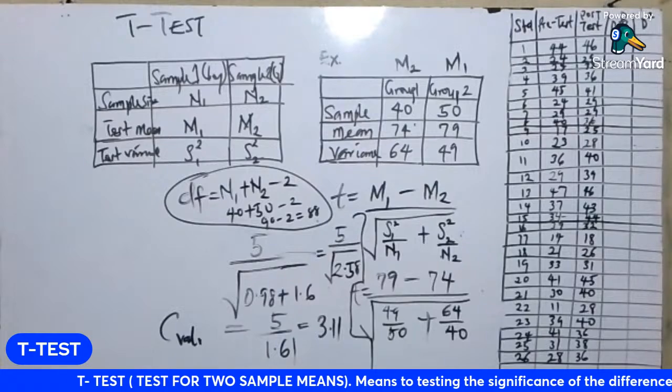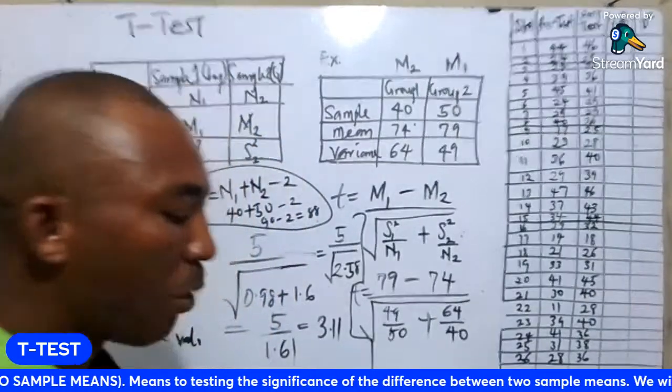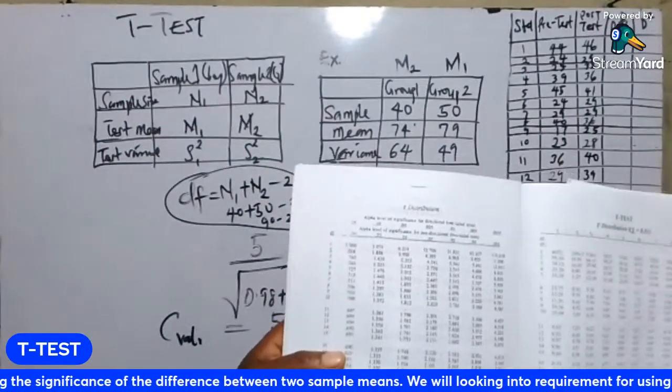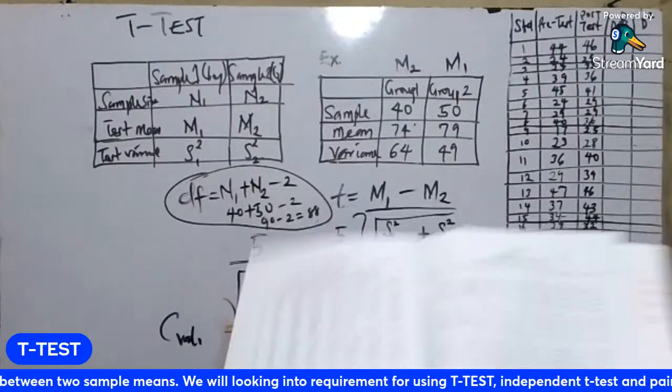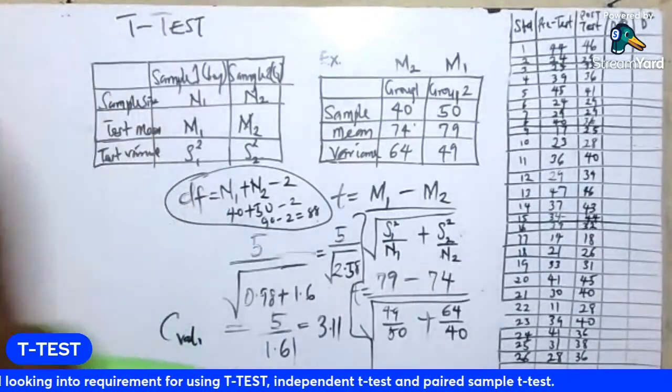Okay. Because of our time, I will go and look for my 4-figure table. I want to bring it out here. For those of you that can see, I'm going to check the T distribution table. Can you see the T distribution table? So I'm checking the T distribution table now.